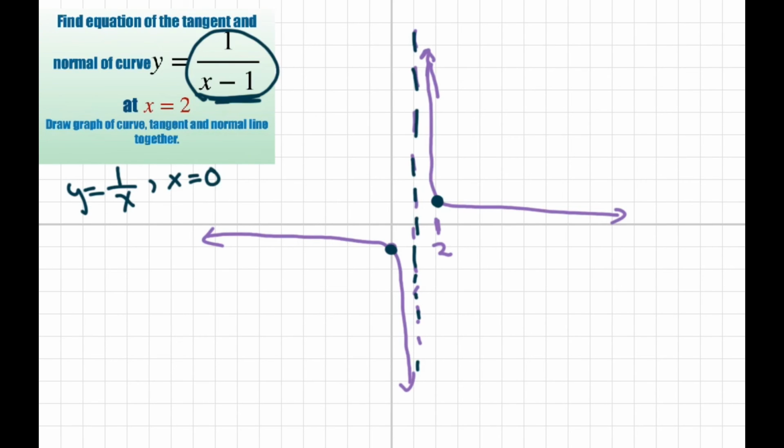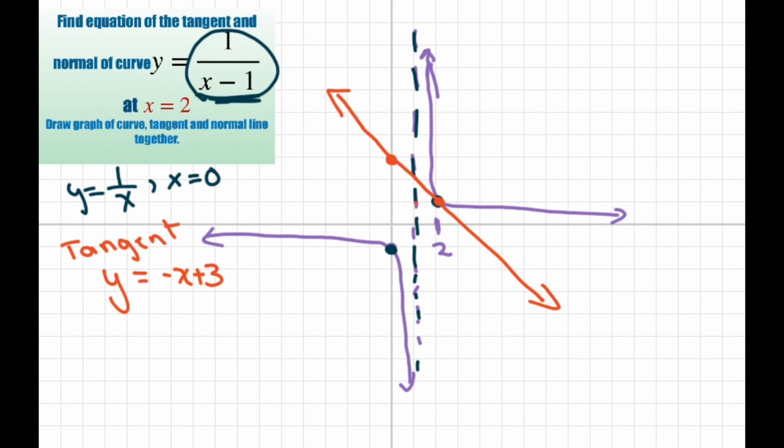Now let's graph our lines. We had the tangent, let's do this one in red. What was that? Y equals negative x plus 3. So plus 3, 1, 2, 3. And you're going down 1 over 1, down 1 over 1. So it's going to hit here, at this point here. That's the tangent.